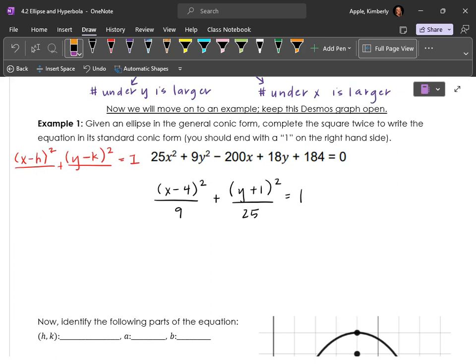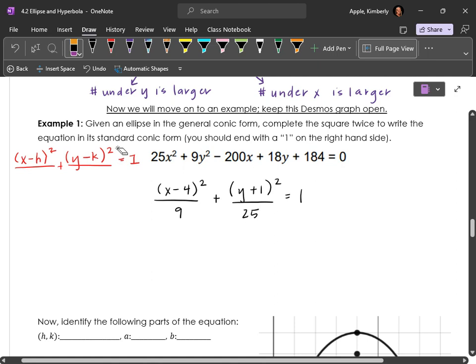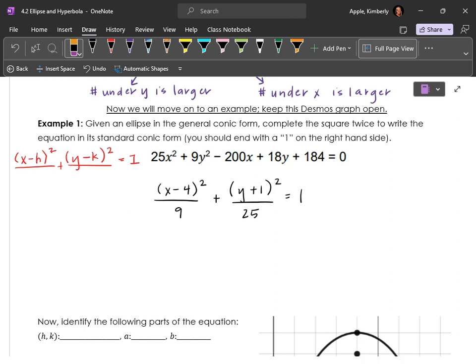All right, so this is what you should have obtained with completing the square twice and then dividing the right-hand side to equal 1. Now, I've placed the part of the equation that never changes. If you are looking at the formulas now, which I encourage you to do, we have a vertical and a horizontal, and this part of the general equation is the same for both. So at this stage, we are going to use the numbers to determine which one we're looking at.